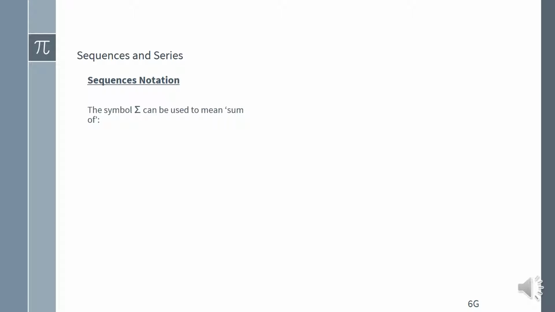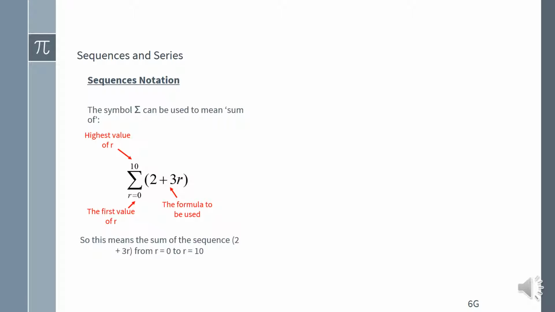The symbol sigma, that's a capital sigma, can be used to mean sum of. So if we had that, that's telling us it's the sum for r between 0 and 10 of 2 plus 3r. So we have the first value of r, the highest value of r, and the formula to be used for our sum. So this means the sum of the sequence 2 plus 3r from r is 0 to 10. I.e. when r is 0, 2 plus 3r is 2. When r is 1, 2 plus 3r is 5. When r is 2, 2 plus 3r is 8. And when r is 10, 2 plus 3r is 32. So it's the sum of all of those.